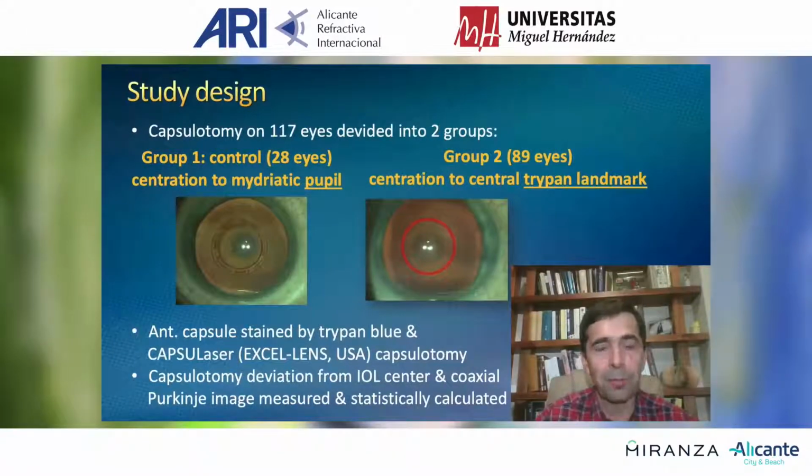Design a study on this. This is a study on 117 eyes, which were divided into two groups. Group 1, a control group, 28 eyes, centration to the mydriatic pupil, and Group 2, 89 eyes, centration to the central trypan landmark. The anterior capsule was stained with 0.4% microfilter trypan blue, and then Capsulaser capsulotomy was performed. Capsulotomy deviation from the IOL centrum and coaxial Purkinje images was measured and statistically processed.